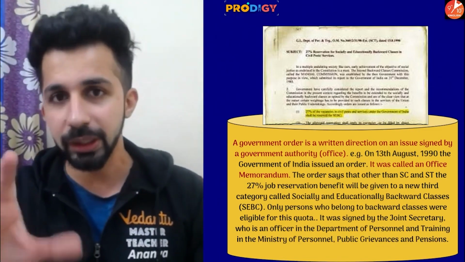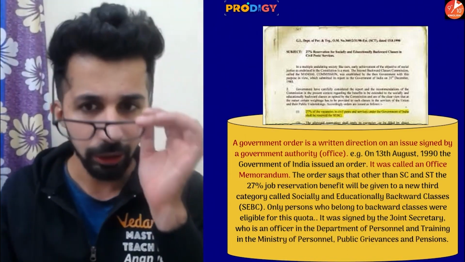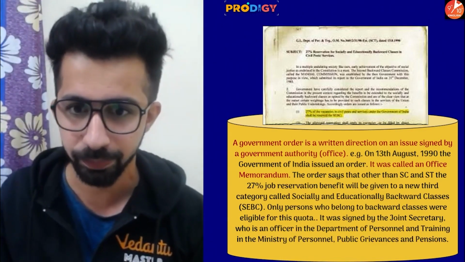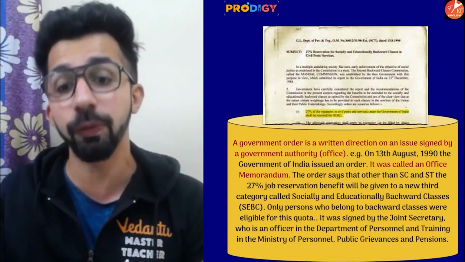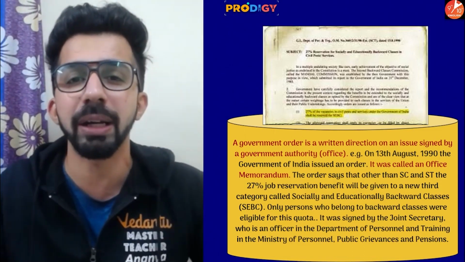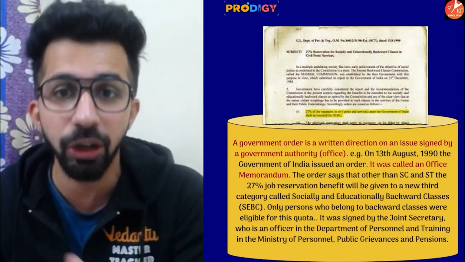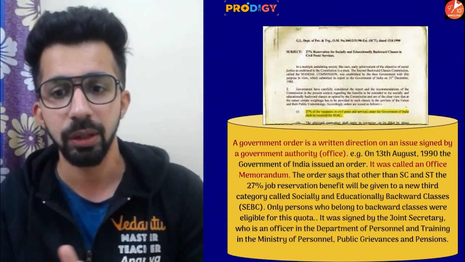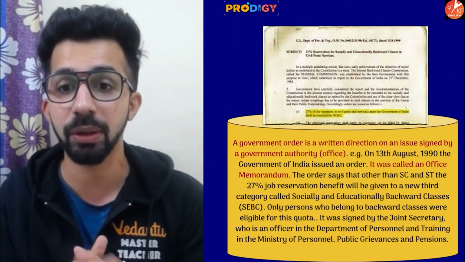Clear? So this office memorandum was passed on 13th of August 1990. Now, only persons who belong to backward classes were eligible for this quota. It was signed by Joint Secretary, who was an officer of Department of Personnel and Training. Now, guys, what is Department of Personnel and Training? Guys, this department comes under the Ministry of Personnel, public grievances and pensions. So this office memorandum was signed by joint secretary, right?